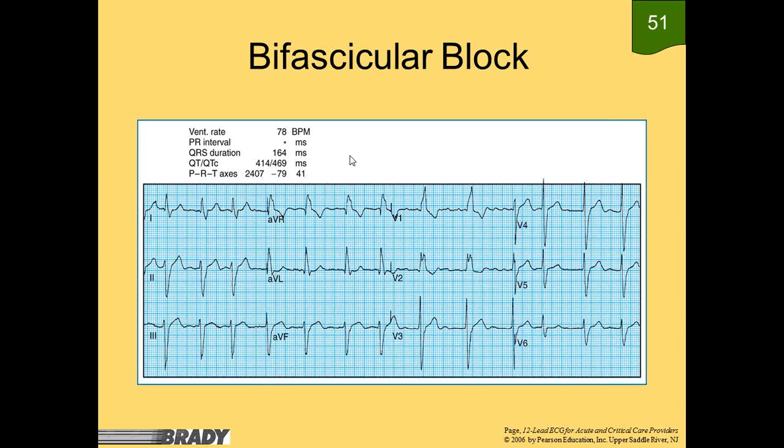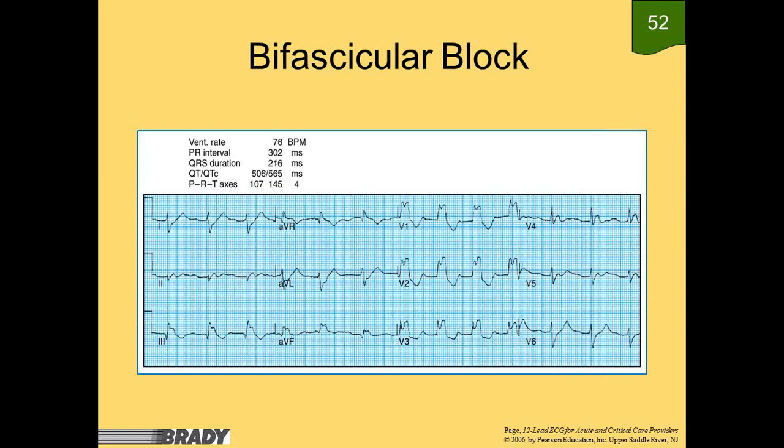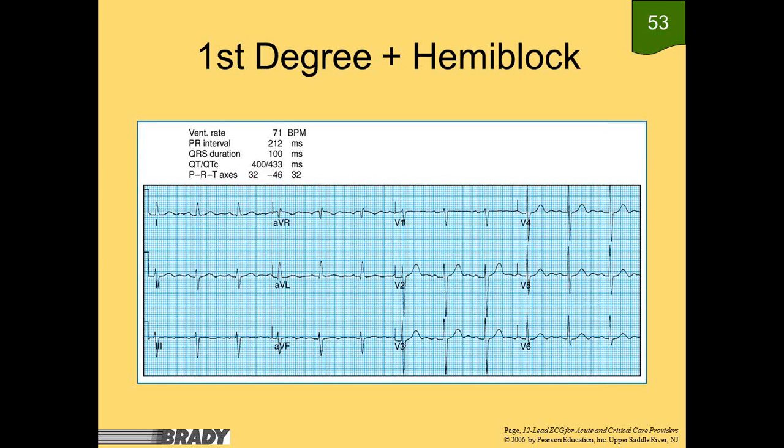But if you have the continuous running strip on the bottom, sometimes it's easier to tell. Okay. So take a look at these and see what you can find. You're seeing some real obvious rabbit ears here that make it easy. But this is a first degree, okay, plus a hemiblock.